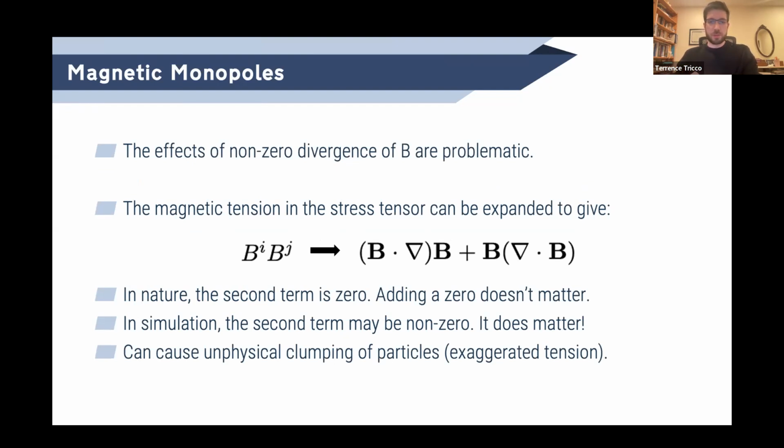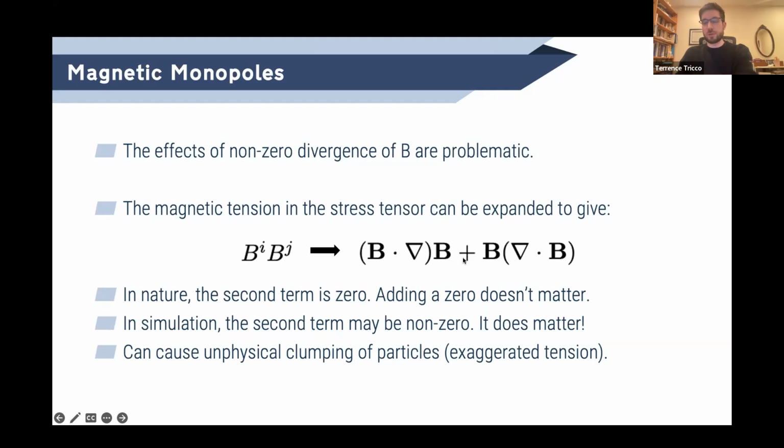But it's a little bit farther than that as well in terms of this magnetic tension that we looked at. So we have this B_i B_j term in the stress tensor. You can expand that out, and I'm missing here the d/dx_j term, to expand this out. It gives you this first term here, and it gives you this second term. This second term is proportional to div B, right?